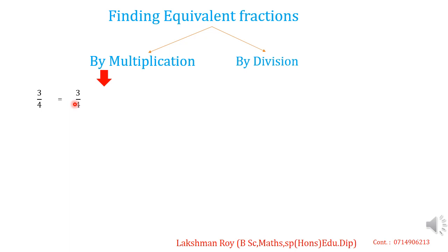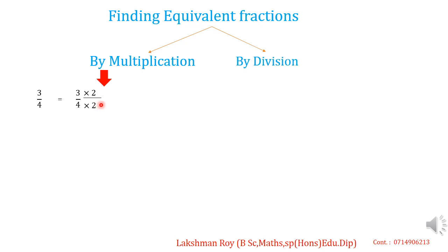If you multiply by 1, the value does not change. So you can select any number: 2, 3, 4, 5, 6, 7, any number. I select the number 2. Let's see here. This numerator 3 is multiplied by 2, then 4 should also be multiplied by 2. The numerator and denominator should be multiplied by the same number.